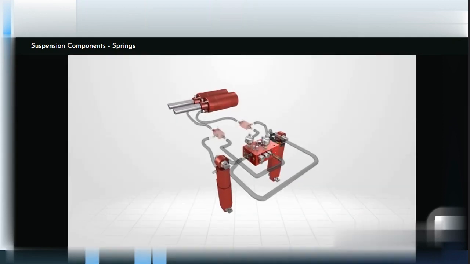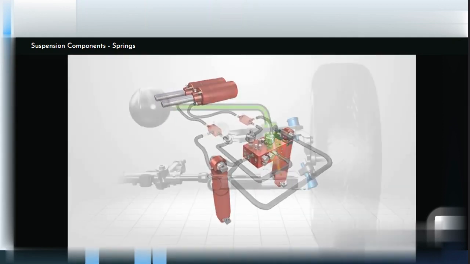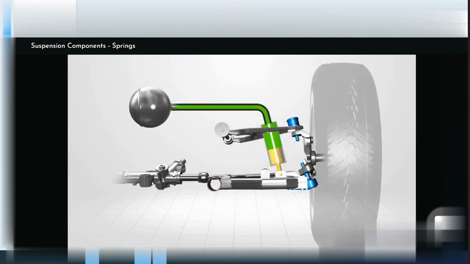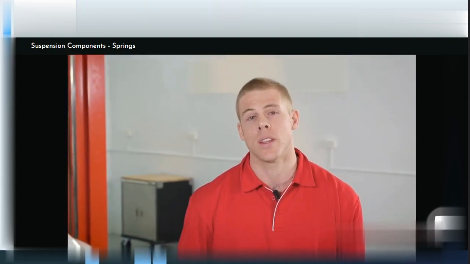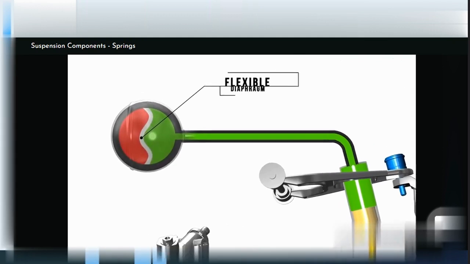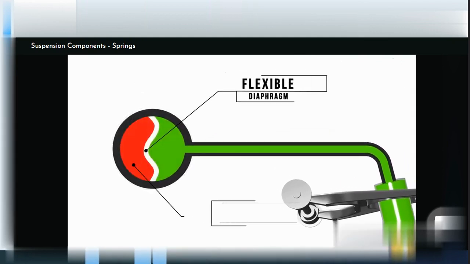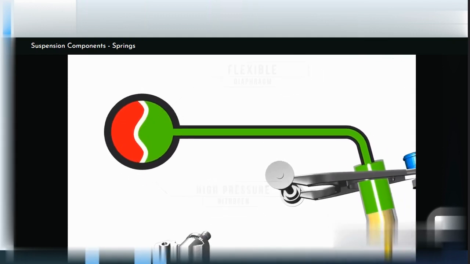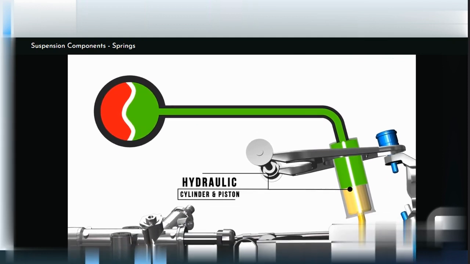Hydraulic springs are not a new design and have been used in many light and heavy vehicle applications. They simply use the hydraulic cylinder, accumulator sphere to act as a spring. The sphere is divided by a flexible diaphragm. One half is charged with nitrogen at high pressure and the other is attached to the hydraulic cylinder and piston.